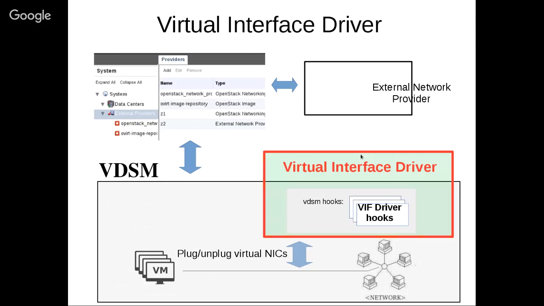The second element is the virtual interface driver. This element is located on each VDSM host. Its task is to plug or unplug the virtual NICs to the external networks. Whenever a request to plug or unplug a NIC is sent to VDSM, VDSM uses the hooking framework to invoke an appropriate VIV driver hook. These VIV driver hooks implement the plugging of the VNIC to the external network.